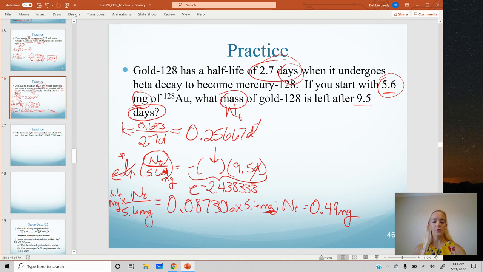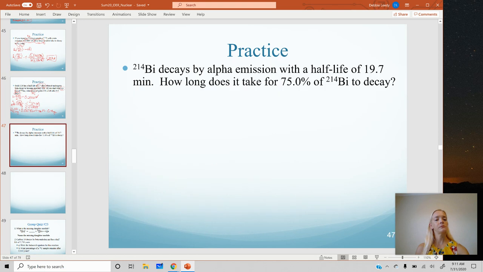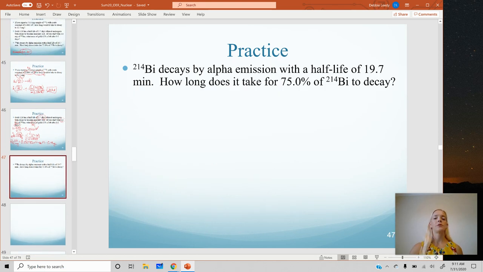All right, hopefully you got all the right steps and solution for this problem. All right, the last one that we're going to work is a percentage problem. We're working with bismuth 214, extraneous information, doesn't really matter. It decays by alpha emission, doesn't matter, unless I ask you to write that equation. Again, we have half-life given in minutes. We're asked to solve for time. We're not given a unit here, so I can keep my half-life in minutes.